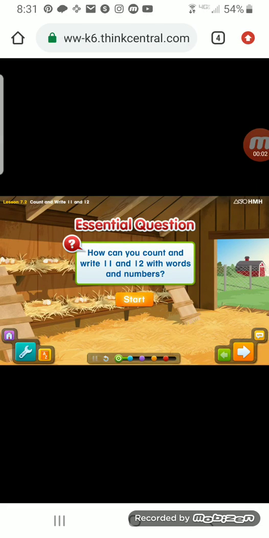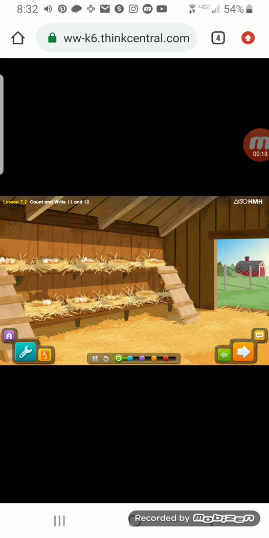Hi, kindergartners. Let's follow along with Scout as we learn about the numbers 11 and 12. How can you count and write 11 and 12 with words and numbers?